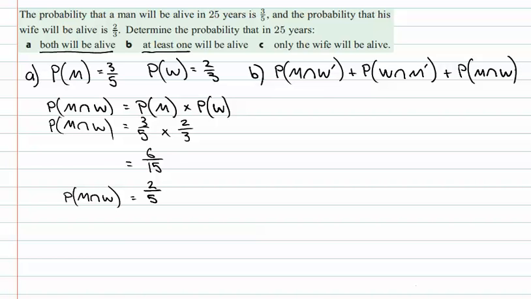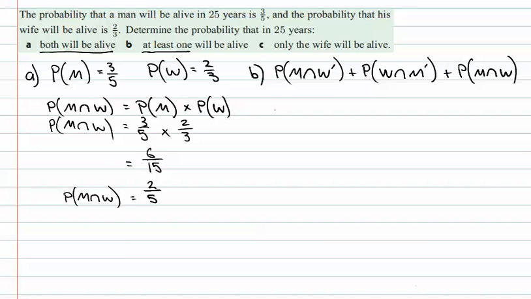So I hope you all can see that in each instance here, there's at least one person that's alive. So in this one, it's the male that's alive, the woman that's dead. In this one, the woman's alive, the male's dead. In this one, they're both alive. So they all meet the criteria of at least one being alive.